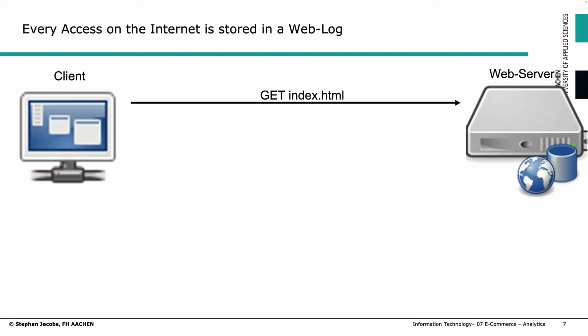Actually, a GET request is sent from the client to the web server. This term GET is really sent as a word over the internet, at least if you use this HTTP protocol. And as a parameter, the index.html, the name of the web page, is handed to the web server. Now what does the web server do? It checks if the index.html web page is available and sends this back.